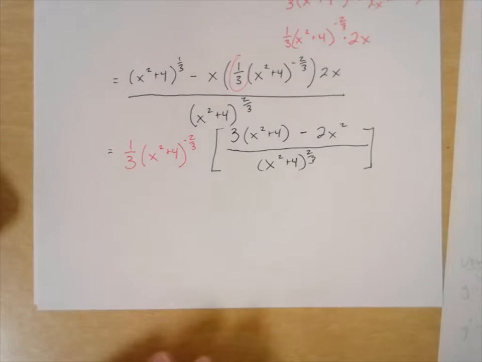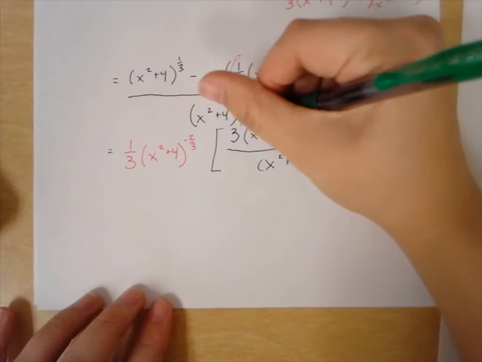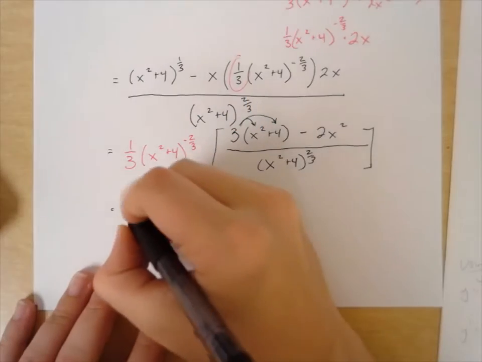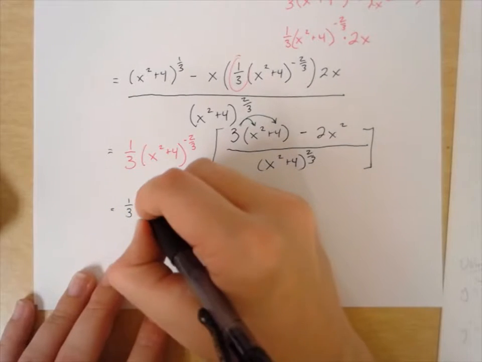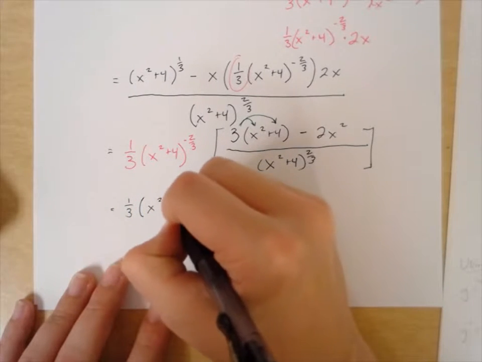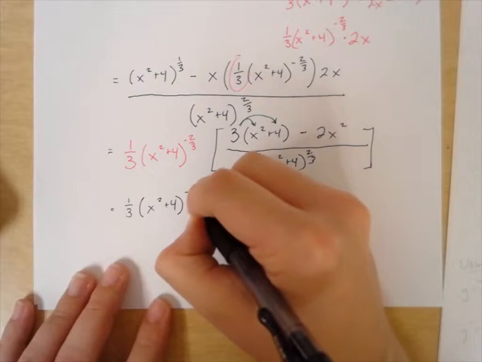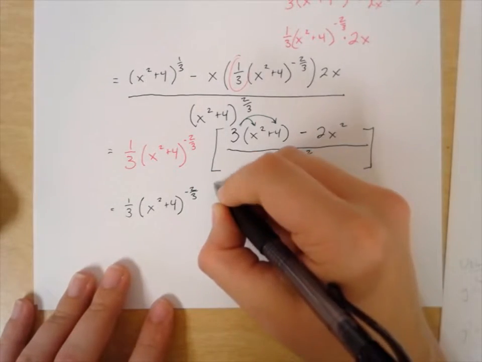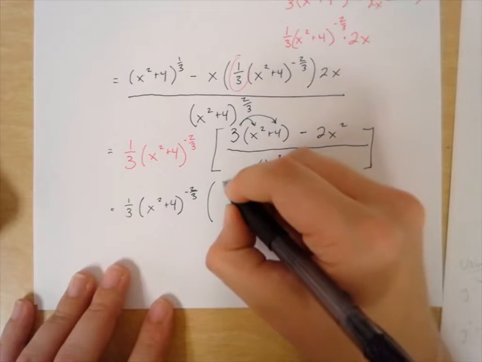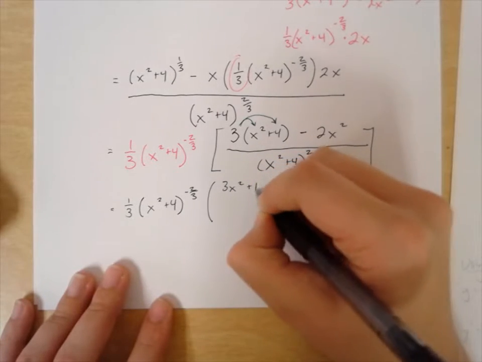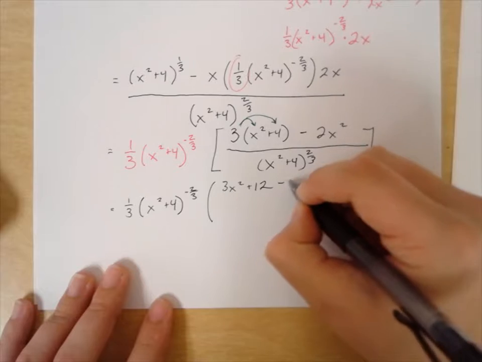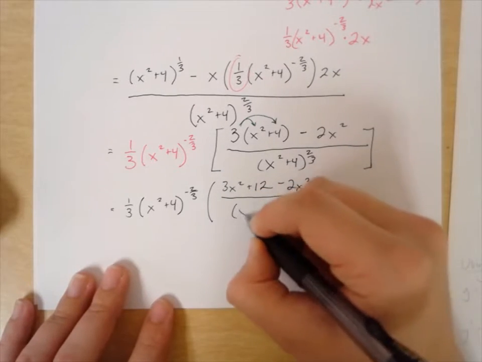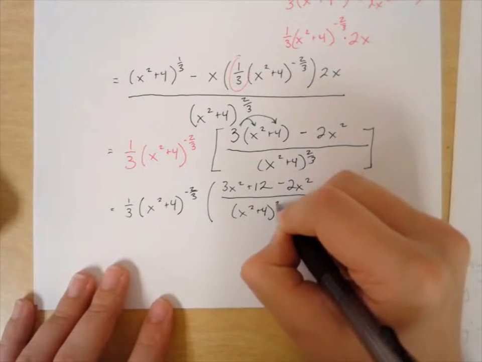And now what I can do is distribute this 3. And so I'm left with 1/3 outside x squared plus 4 to the negative 2/3. And then on top in my fraction, I have a 3x squared plus 12 minus 2x squared all over my x squared plus 4 to the 2/3.